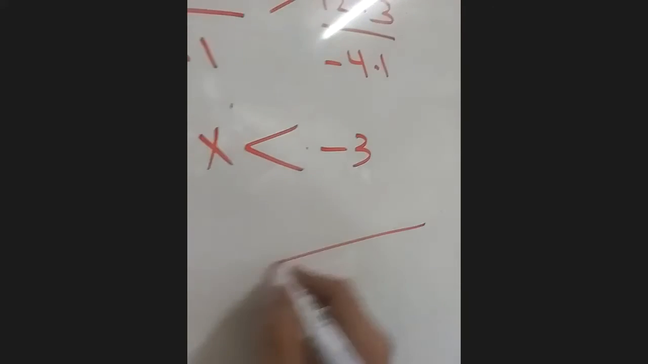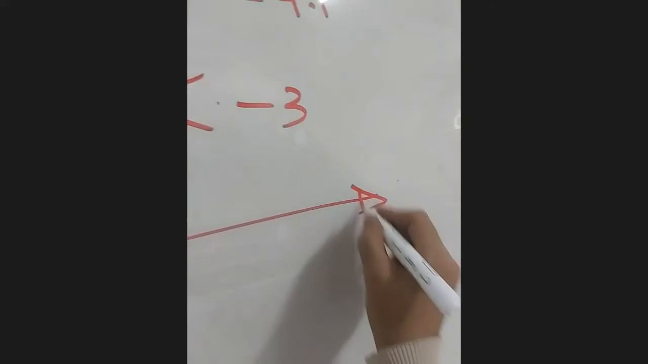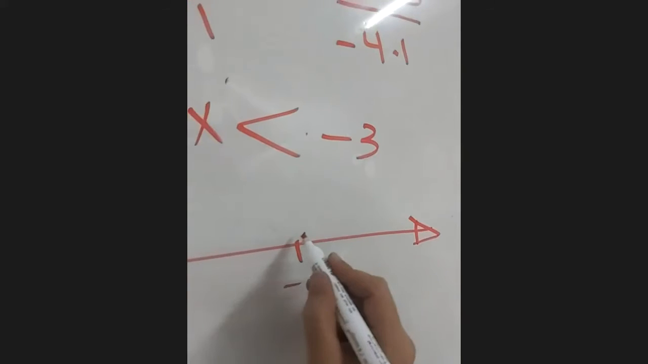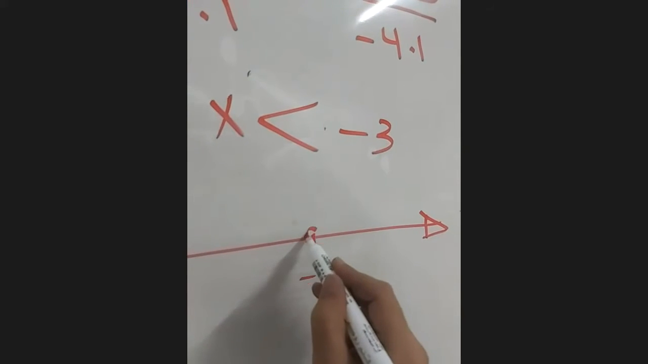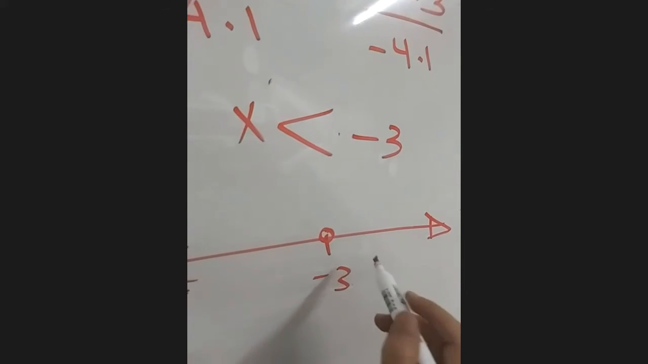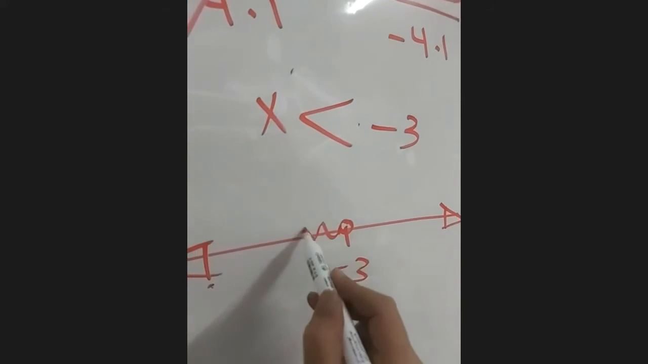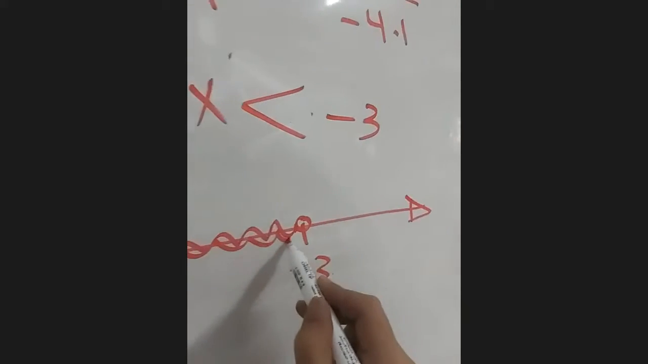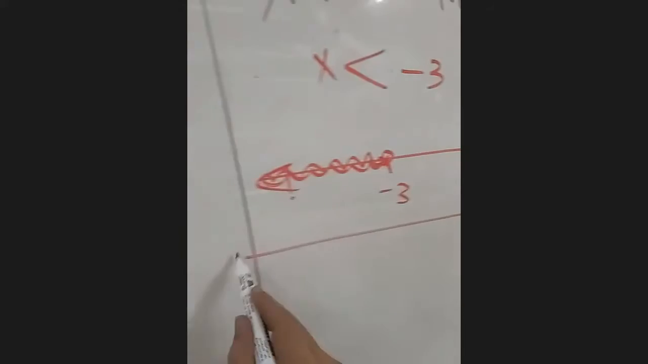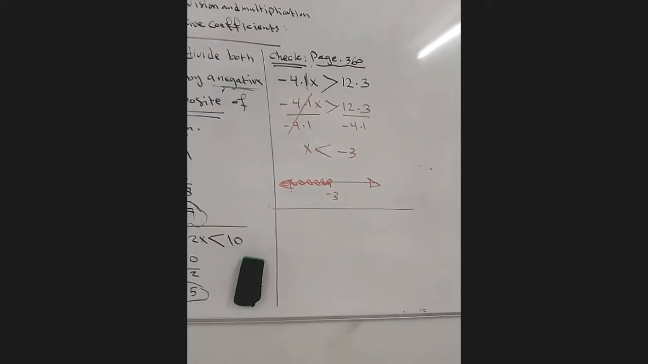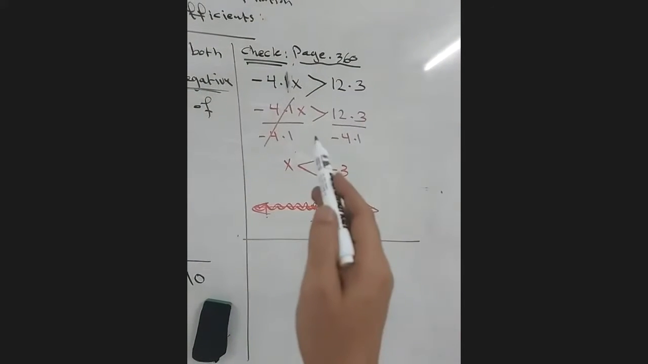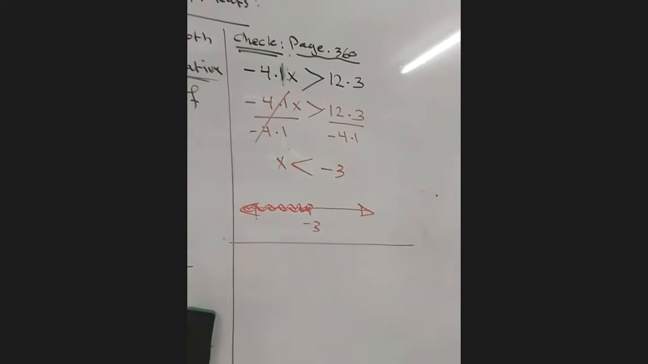Now we graph the inequality, Muhammad. This is -3. What will I put here? Open circle. Left or right? Left, because we have less than. Excellent, boy. This is the check, guys. Copy the answer here on A and the answer here on B, please. Thank you.